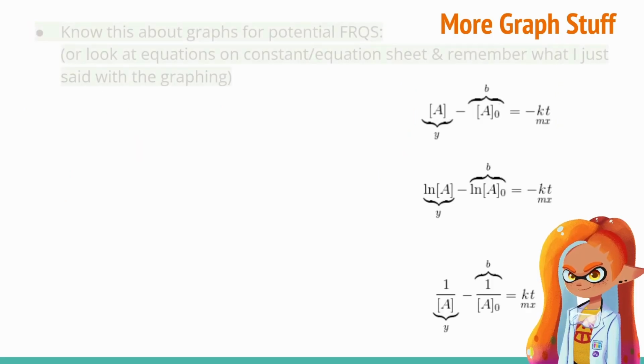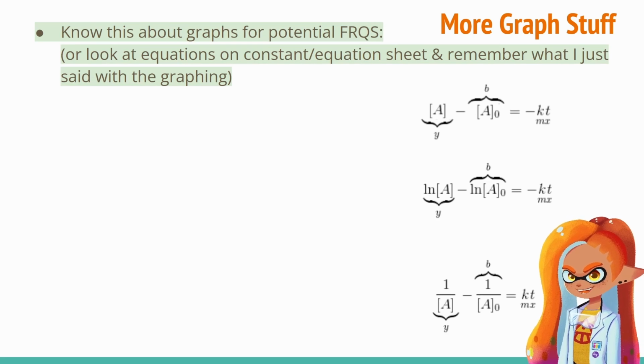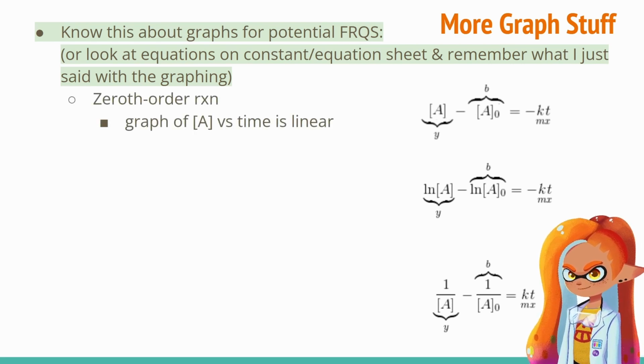Okay, so you need to know about the graphs. I haven't shown the graph yet, but you do need to know them for potential FRQs. And you can either remember that it makes y minus b equals mx, or you can memorize it however you want to do it. I personally remember it as rearranging the generic slope equation and then figuring out which one is which. So for the 0th order reaction, your graph is going to be linear when you're looking at the concentration of A versus time.